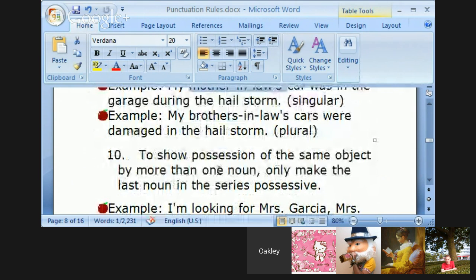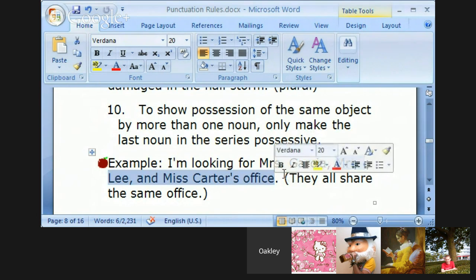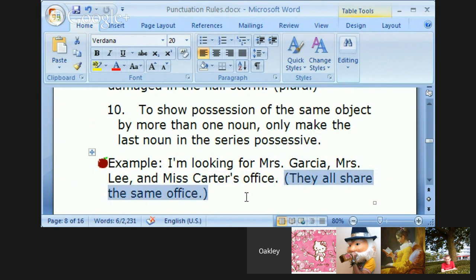And here's another important point. If you want to show possession of the same object by more than one noun, only the last noun will get the possessive structure, the apostrophe and S. So, for example, I'm looking for Mrs. Garcia, Mrs. Lee, and Miss Carter's office. The idea being here that they all share the same office.